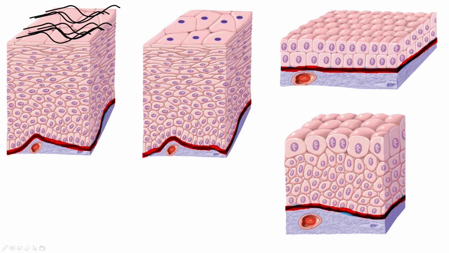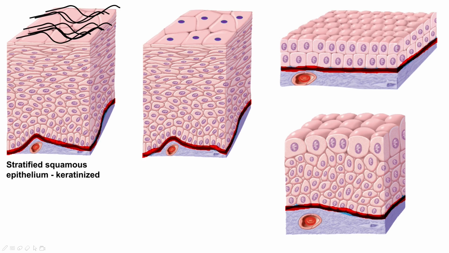The first tissue on the very left is stratified squamous epithelium, keratinized. It is stratified because it has multiple layers, and it is squamous because its surface cells are flat. Notice that the surface cells have no nuclei, which means they are dead cells. There is also a layer of keratin, which is why it has its name.